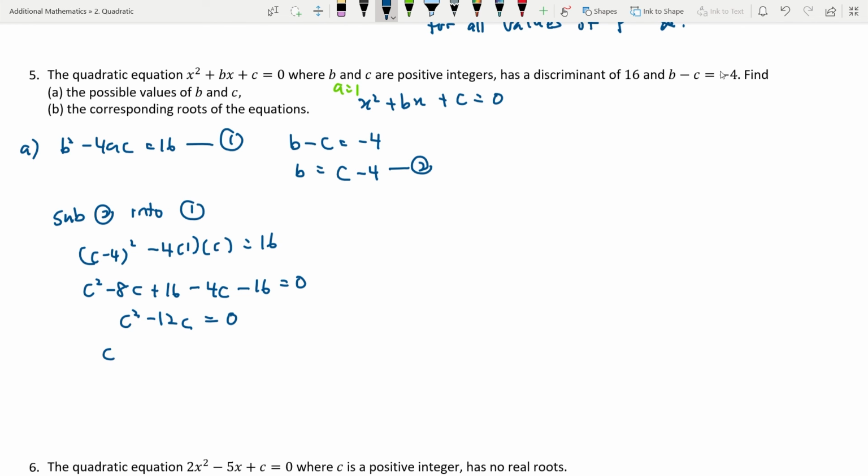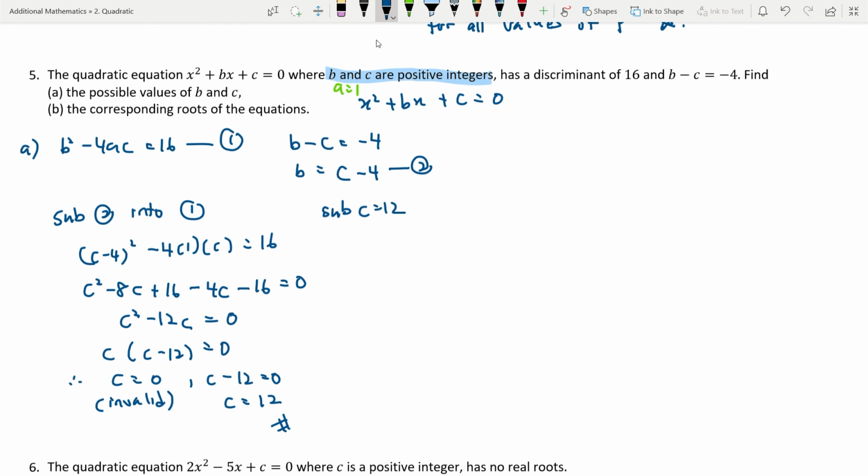Factorize it: c bracket c minus 12 is equal to 0. Therefore, c is equal to 0 or c minus 12 equal to 0, so c equal to 12. And we are told that b and c are positive integers, so c equal to 0 is invalid. Then we substitute c equal to 12 into either equation 1 or equation 2. Here I choose equation 2. b is equal to 12 minus 4, which is equal to 8.